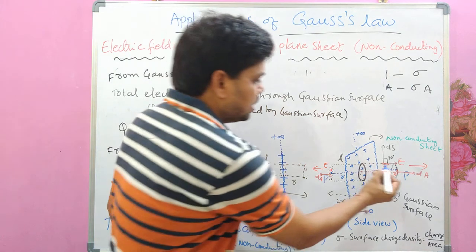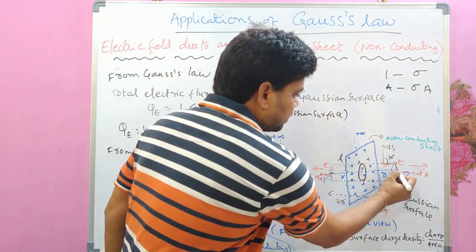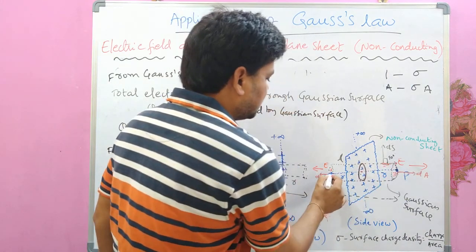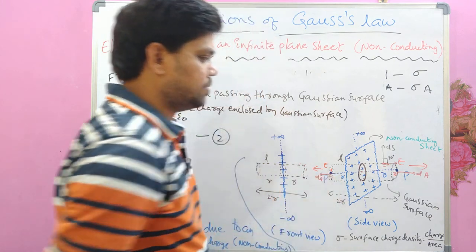So what is the electric field now here? Sigma by 2 epsilon naught. What is the electric field now here? Sigma by 2 epsilon naught.